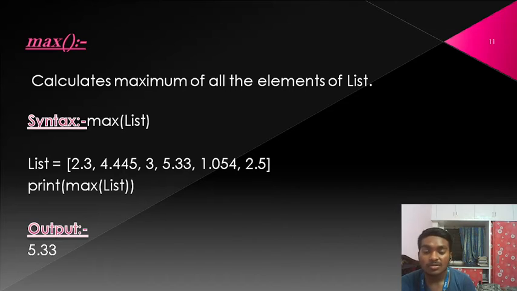Output is 5.33, which is present at the minus 3 position. But it is not because it is present at the minus 3 position; it could be present at any position. 5.33 is the output because it is the maximum number present in the list.